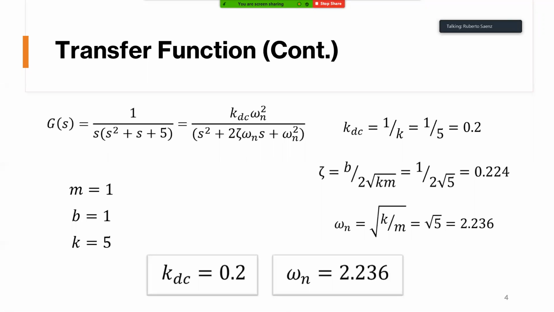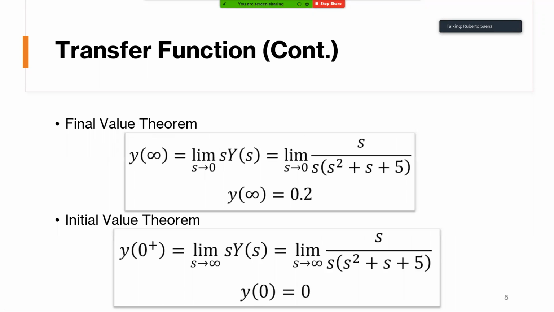Our zeta is equal to b over 2 times the square root of km. This comes out to equal 0.224 for zeta, and our natural frequency is the square root of k over m. This gives us a natural frequency of 2.236. With our transfer function, we can also find the steady state final and initial values.